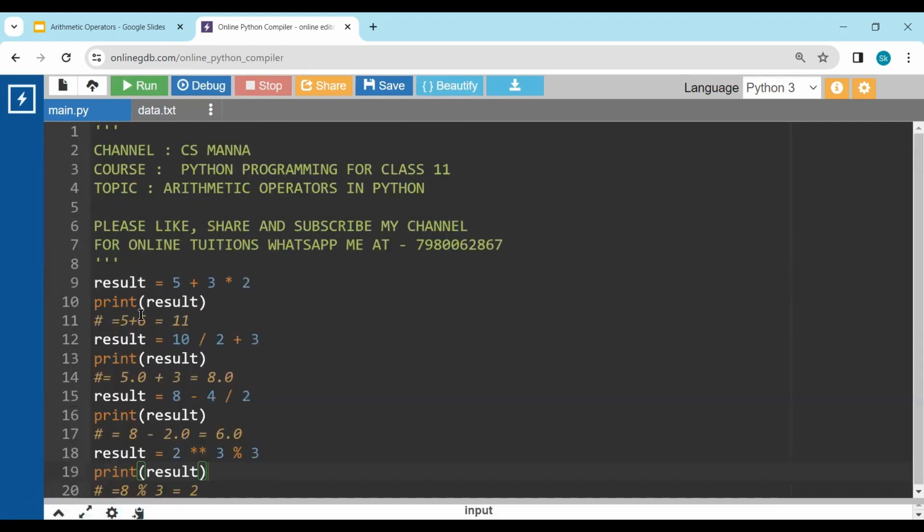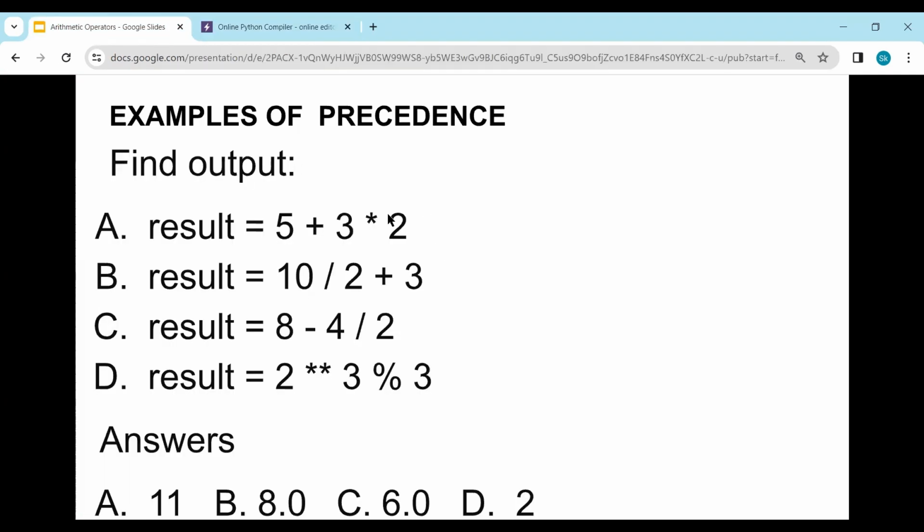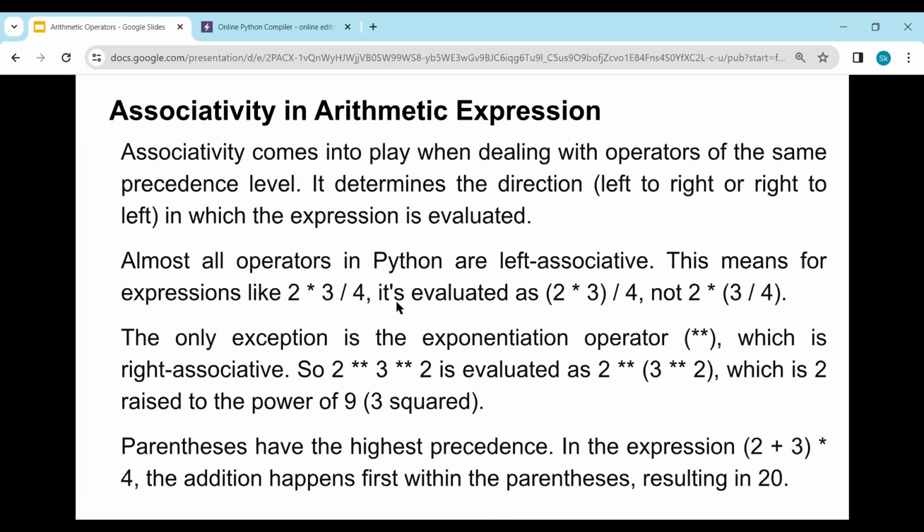Okay. So I hope you understood how precedence is considered in doing mathematical operations. It's more or less the maths we have understood in our junior classes. The same way it works, except for some divisions where you have to take care of the decimal. So this is about the examples of precedence, and I hope you understood how the results have come. Now, the next topic is associativity in arithmetic expressions.